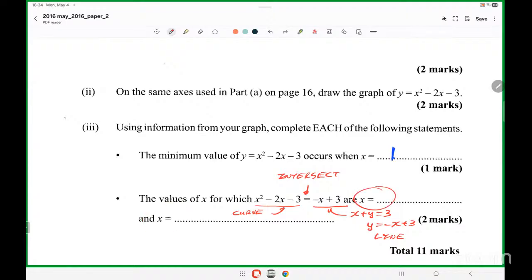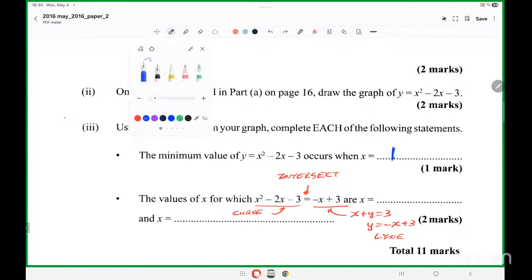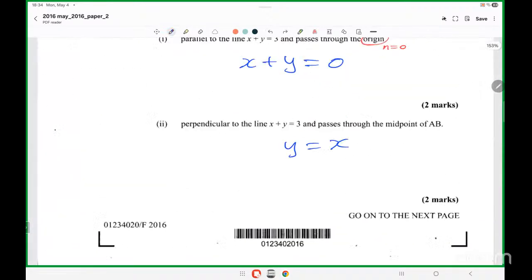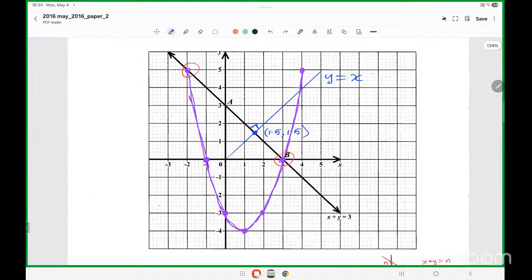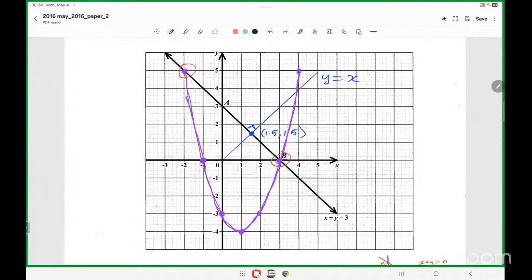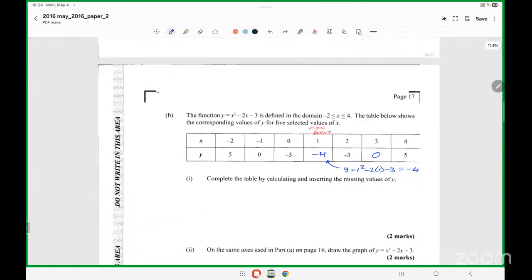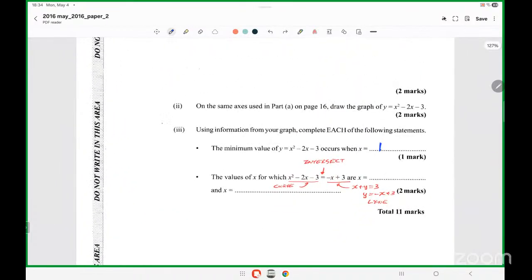And they meet at the points where x equals what and x equals what. Let's put them on. 2 points where they meet. What are the x values there? They meet at x equals -2 up here, and at x equals 3 right there. So the 2 points where they meet are x equals -2 and x equals 3. So that's what we're going to put, -2 and 3. That's it. Question done.